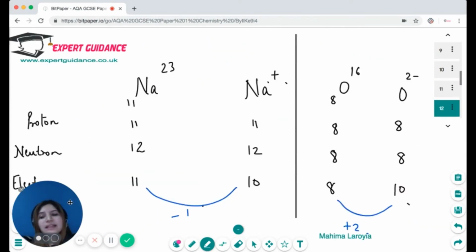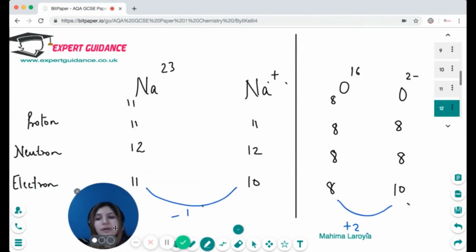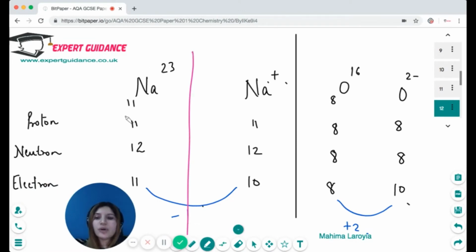Okay, now let's see how the electron number changes with the ion. Now this is the sodium. You know the bottom number is the electron number. The top number, take away the bottom number, that is 12, will be the neutron number. Now sodium becomes sodium plus, meaning it has lost 1 electron. Since it has lost 1 electron, the electron number will be 10, but the proton number and neutron number remain the same. So there is always a change in the electron number whenever an ion is formed.